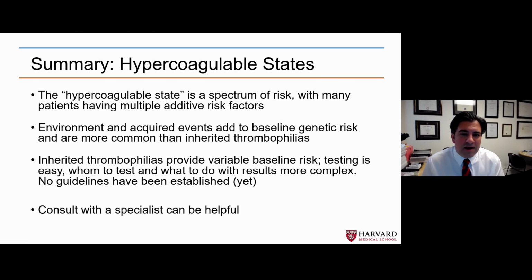And so in summary, hypercoagulable states are a spectrum of risk, with many patients having multiple additive risk factors. Both the environment and acquired events add to the baseline genetic risk and are much more important than the inherited thrombophilias. And they may provide a variable baseline risk, but testing is easy, and knowing what to do with the results is not. No guidelines have been established yet. There are guidelines in development from specialty societies. And whenever there's a question, consulting with a thrombosis and hemostasis specialist can be very helpful to understand an individual patient's risks.